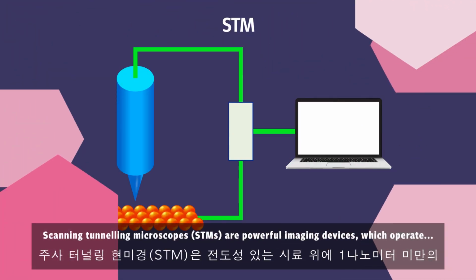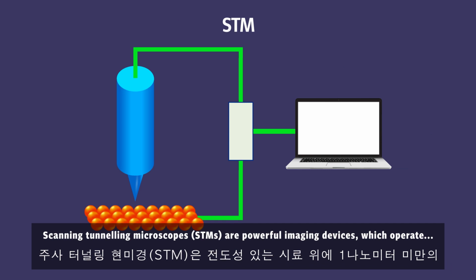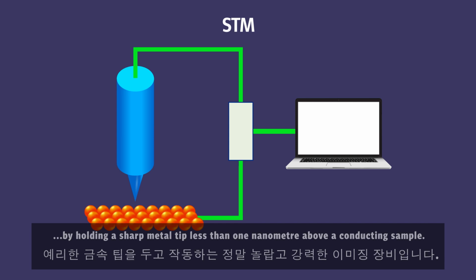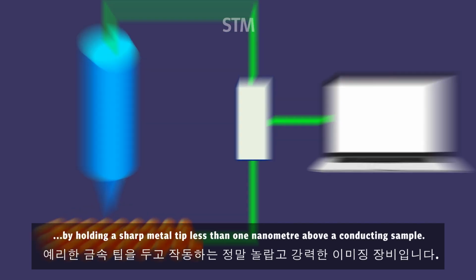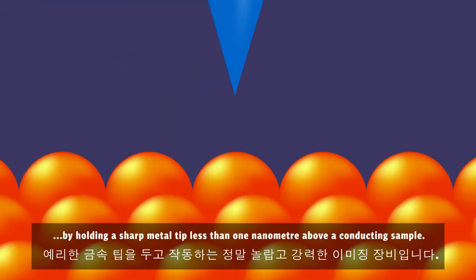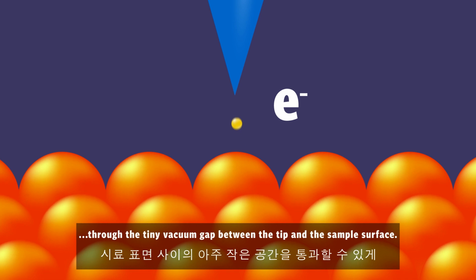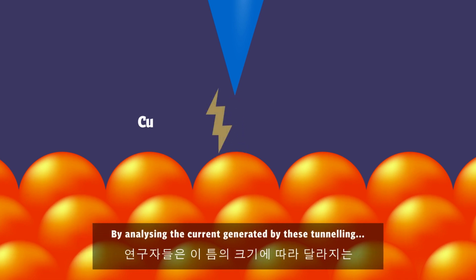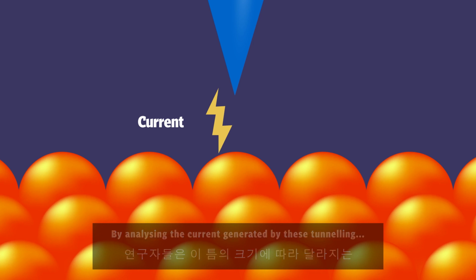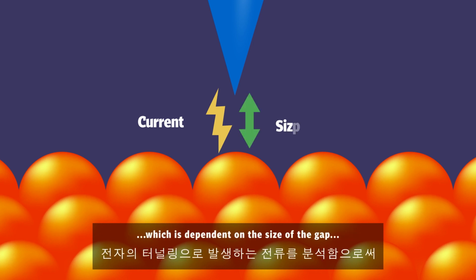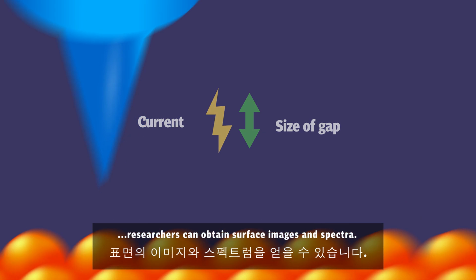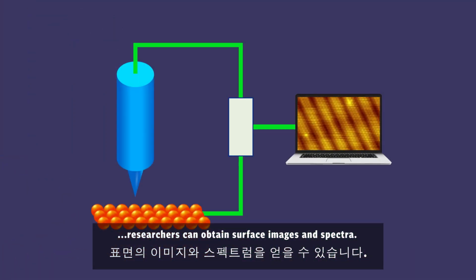Scanning Tunneling Microscopes, or STMs, are powerful imaging devices which operate by holding a sharp metal tip less than 1 nanometer above a conducting sample. Through the effects of quantum tunneling, electrons can pass through the tiny vacuum gap between the tip and the sample surface. By analysing the current generated by these tunneling electrons, which is dependent on the size of the gap, researchers can obtain surface images and spectra.